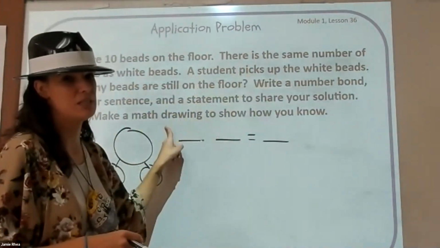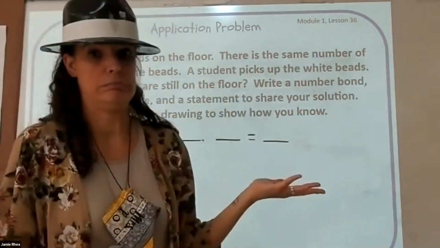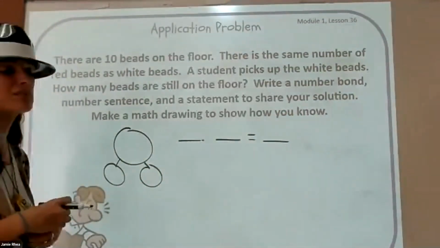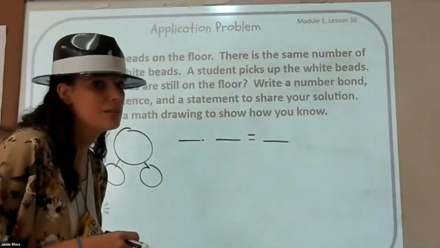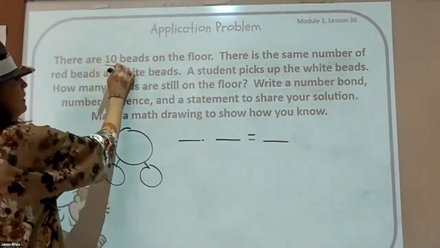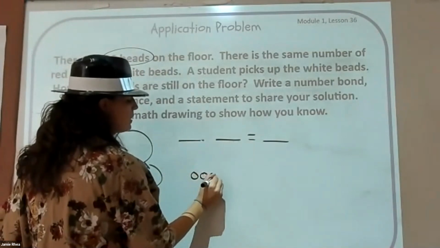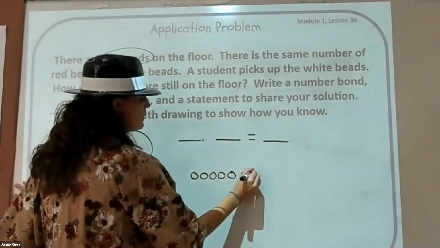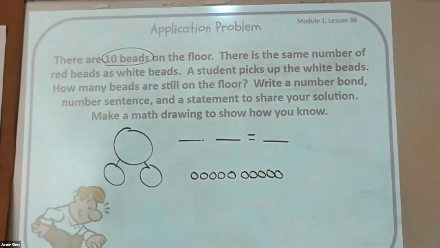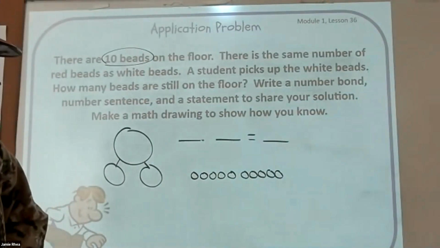Now, my math drawing, I got to have clues so I know how many I'm going to do first, right? Well, I don't know. So let's look. There are 10 beads on the floor. Do I have a clue there? There are 10 beads. So remember, I'm going to make a math drawing. I'm going to draw 10 beads. 1, 2, 3, 4, 5, 6, 7, 8, 9, 10.